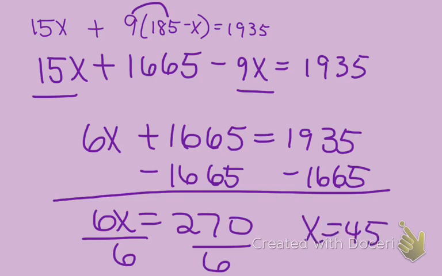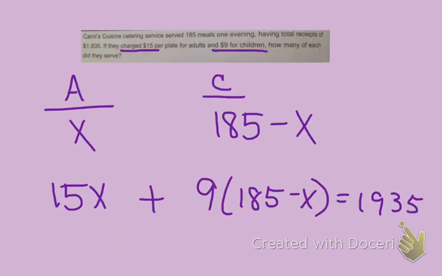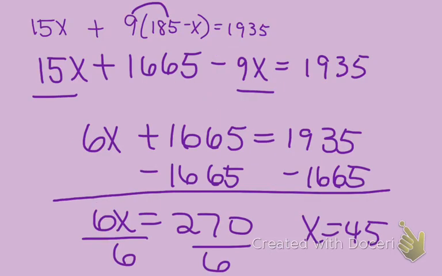Now, what did x represent in our original? The adults. So how do we find the children then? 185 minus 45 is 140. So this was our adults, 45, and the children are 140.